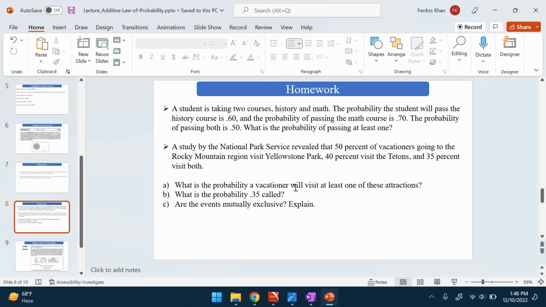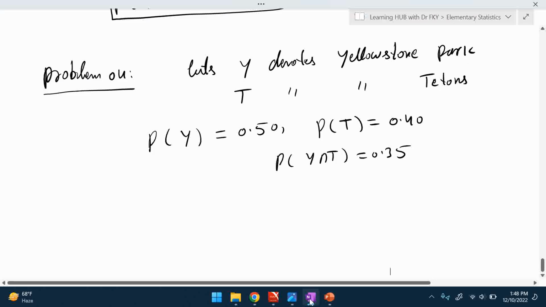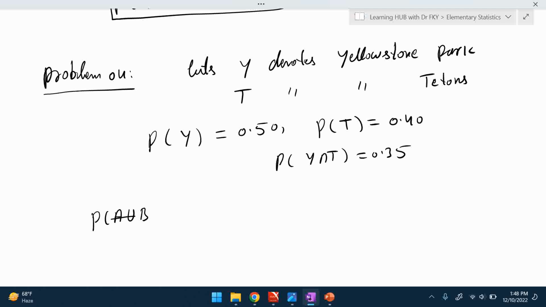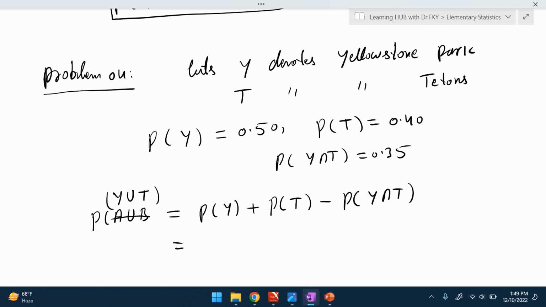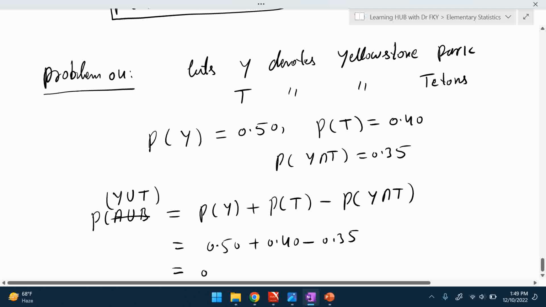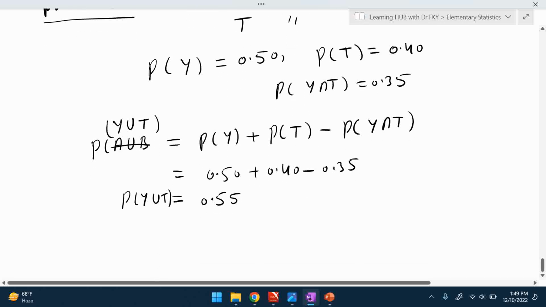What is the probability a vacationer will visit at least one of these attractions? This is a simple problem, where "at least" is used. So this is the problem of additive rules of probability. I will not use A and B, I will use Y and T instead. This is equal to the probability of Yellowstone Park plus the probability of visiting Tetons minus the probability of visiting both. So this is equal to 0.50 plus 0.40 minus 0.35, which is 0.55. The probability of visiting at least one of these places is 0.55.